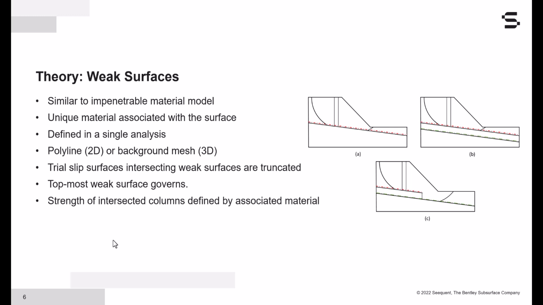Referring to the diagram on the right, a trial slip surface that intersects the weak surface is truncated. The topmost weak surface governs in the event that there are more than one. The strength definition of columns intersected by the weak surface is defined by the material associated with the weak surface. Weak surfaces should ideally extend across the domain to mitigate the generation of poorly shaped slip surfaces. Any slip surface in 2D or 3D that has a stair-step shape is deemed inadmissible.